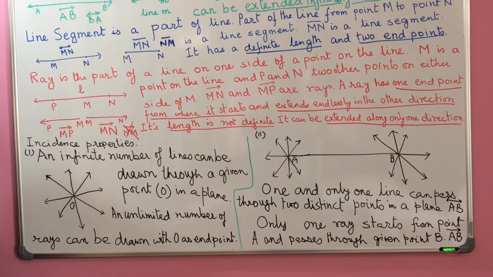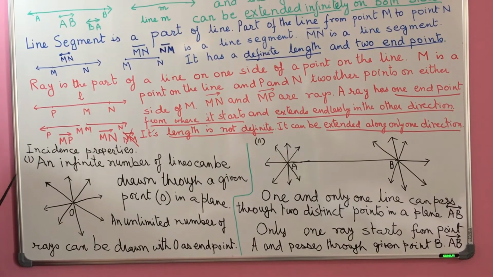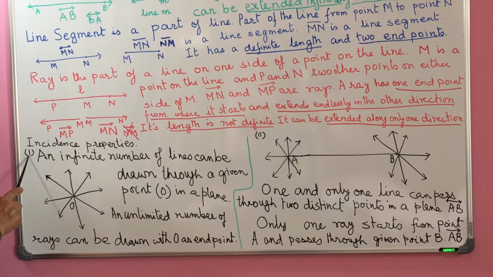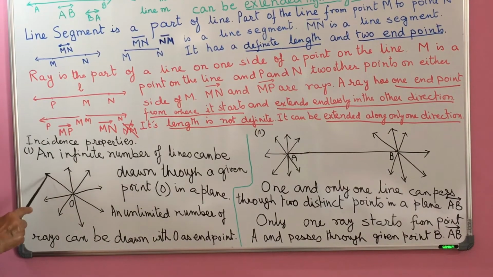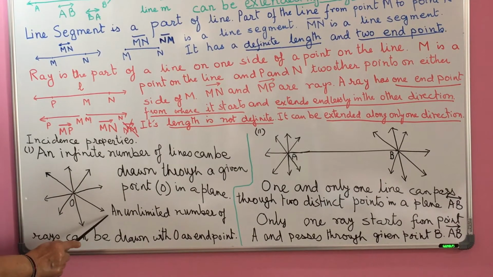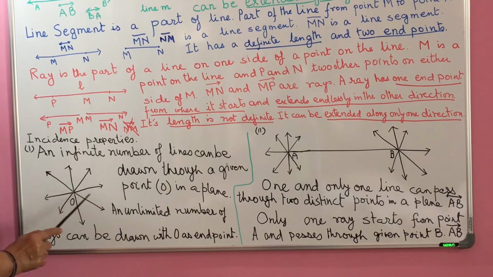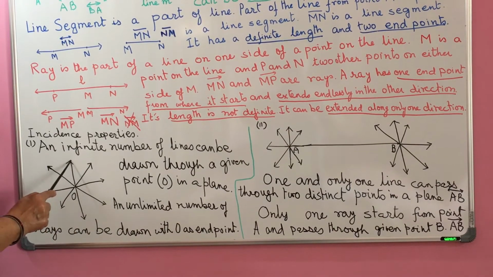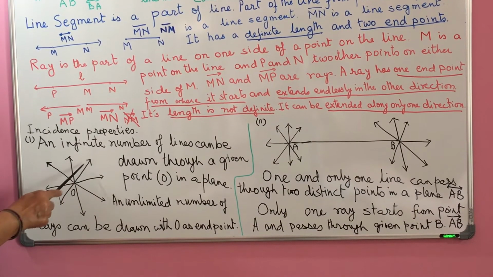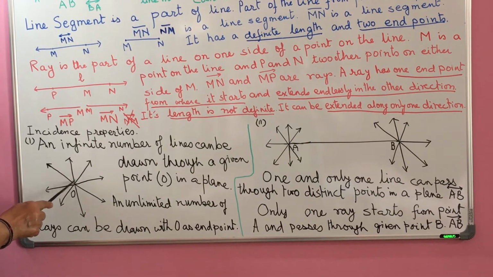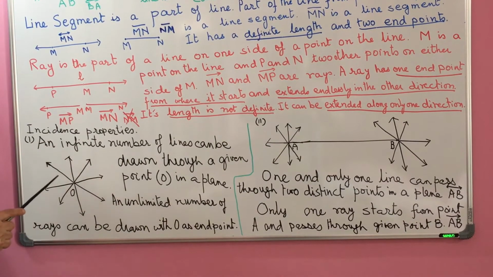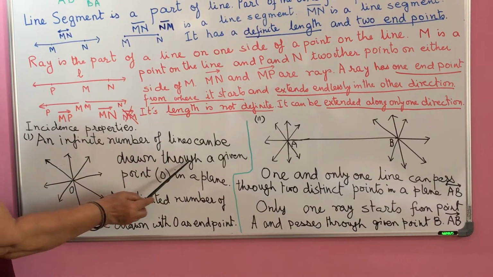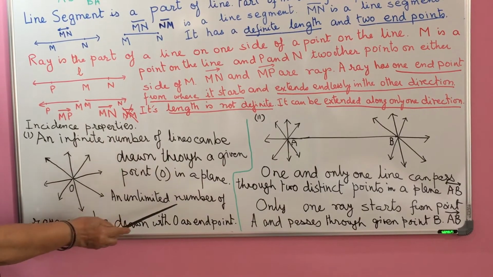Now incidence properties. We can draw a large number of lines passing through a point in a plane. This is the first incidence property. And each line that we draw will have a different direction. Like this, I can draw only one line in this direction. Then I draw another line in this direction. I draw another line in this direction. All the lines are passing through the point O. So I say infinite number of lines can be drawn through a point in a plane.